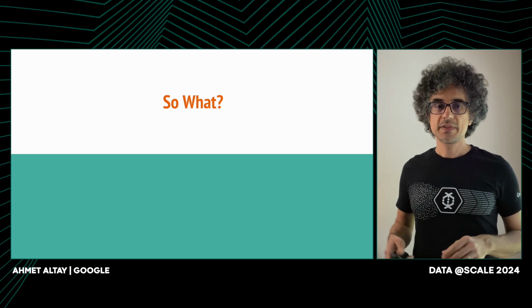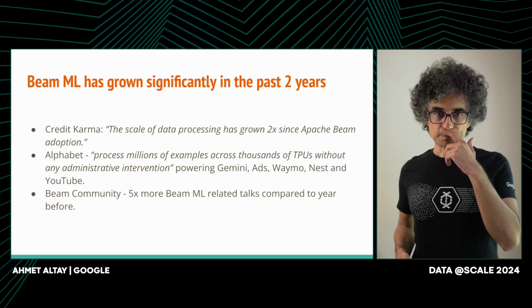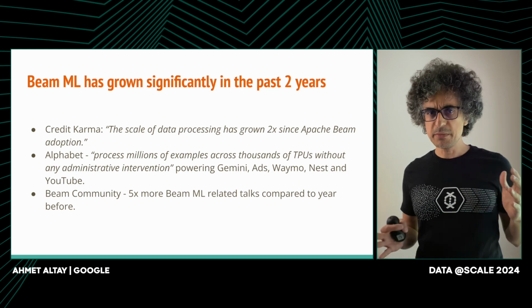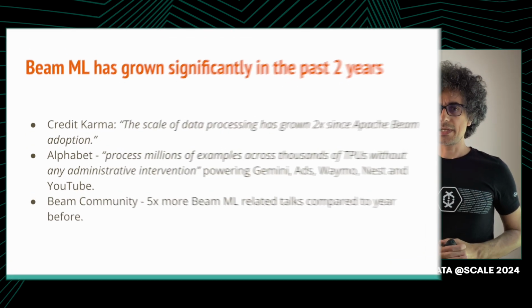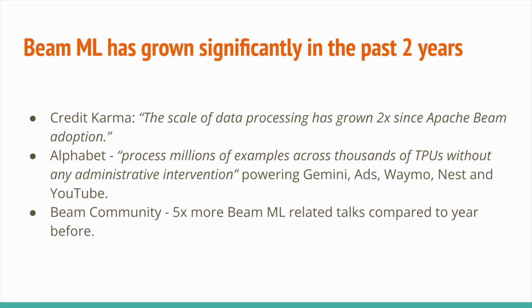And why all of this matters? So let's sum it up. One, BeamML has been growing significantly in the past 2 years. With Credit Karma, we have seen that the scale of data processing has grown 2 times since they adopted Apache Beam. At Alphabet, we have seen processing of millions of examples across thousands of TPUs without any administrative intervention, and BeamML is today powering Gemini, Edge, Waymo, Nest, YouTube, and other parts of Alphabet as well.